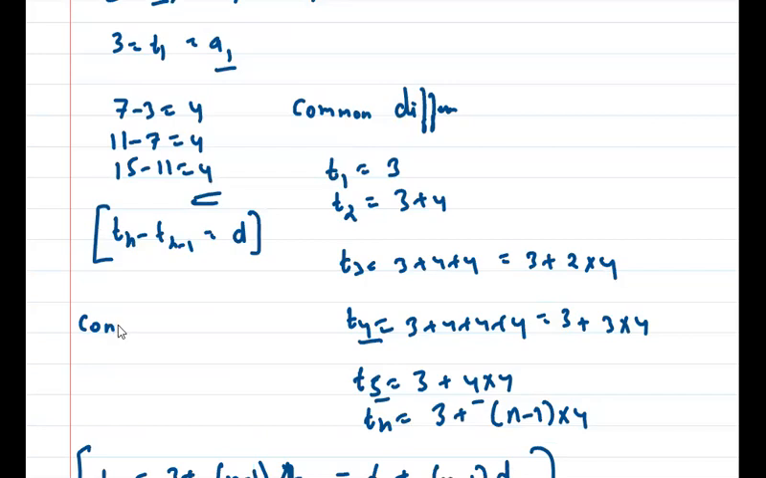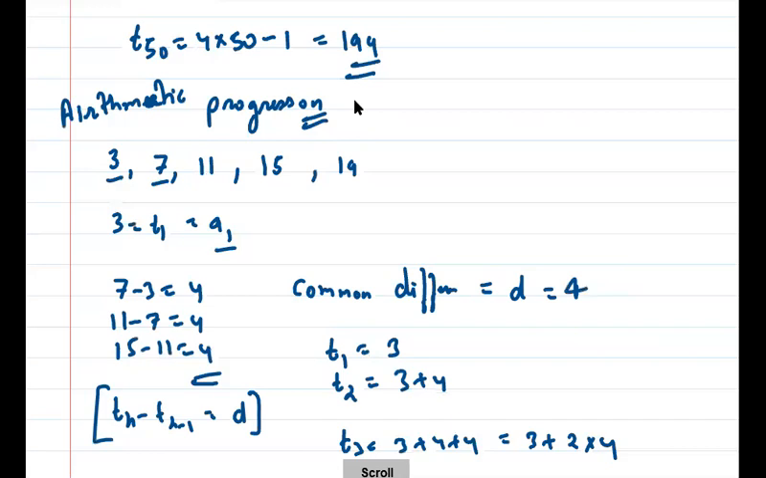Common difference that I have written over here, right? The common difference is called D, which is 4 in this case. So arithmetic progression is a kind of progression. It is defined as a progression in which D is constant.